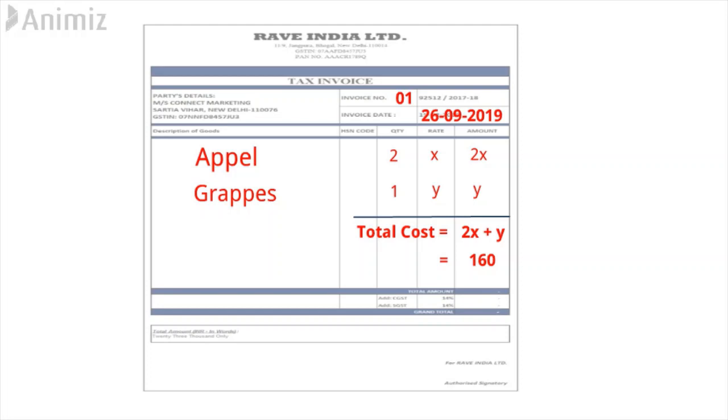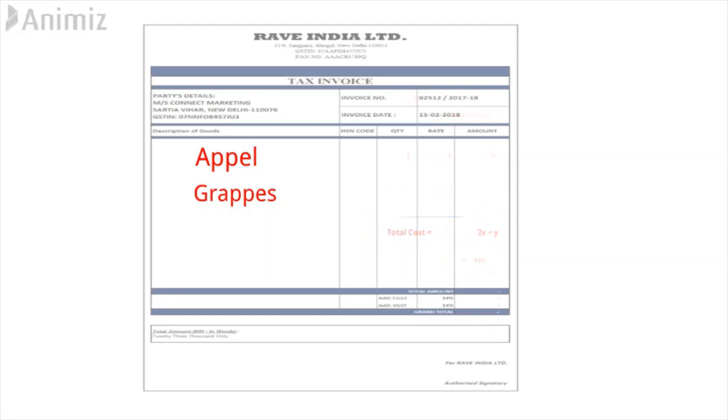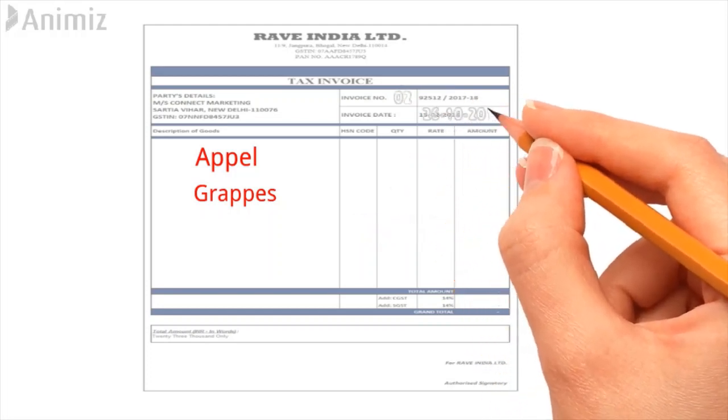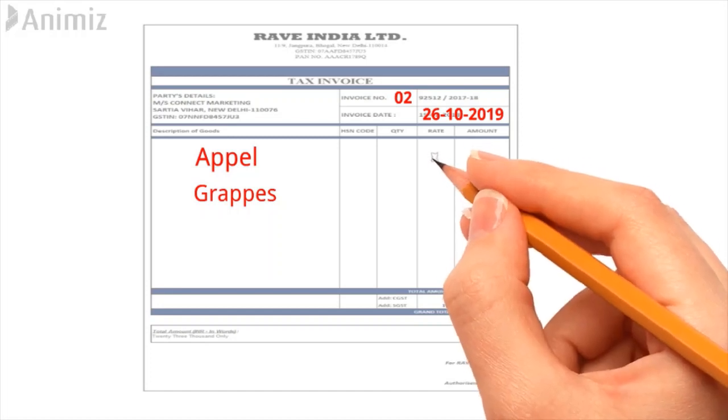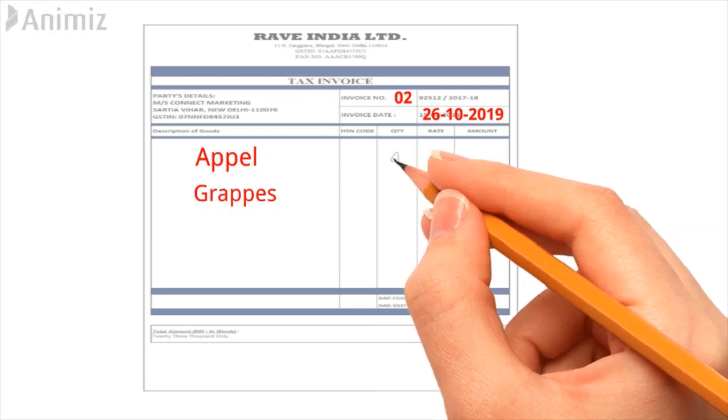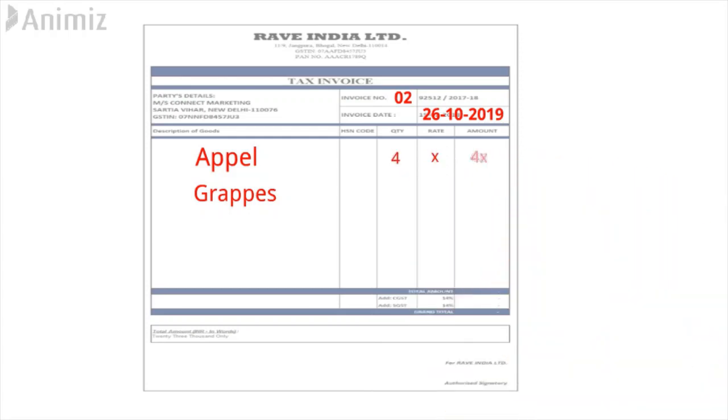Now after a month, that means on 26th October 2019, let us say once again the person goes to the same shop and buys the same apples. Remember that if the articles or the items are the same, unless otherwise specified, the price per unit will be taken to be the same. So this time again he buys the apple. Once again the rate is rupees x per kg, but this time he buys 4 kg, so the amount he pays is 4x.